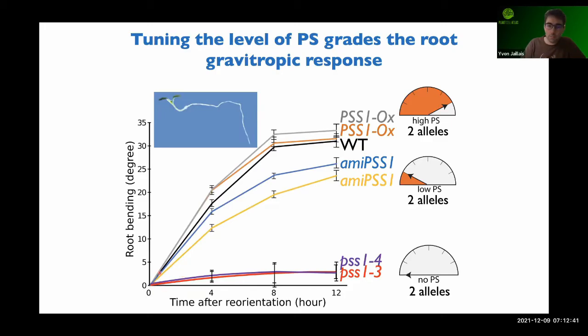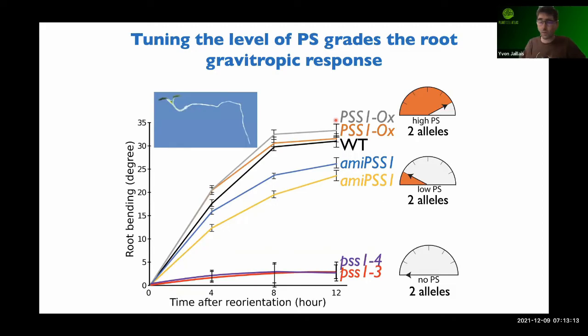So in black, you can see the wild type that is reorienting its growth according to the gravity. And here you have the PSS1 mutants that are agravitropic. The amiRNA lines have an intermediate phenotype. They respond more slowly to the gravity stimulation. And what was quite interesting is that the overexpression line, the gain of function line, the PSS1 overexpression, has a faster response to gravity. So it's kind of nice because we have the opposite phenotype between the loss and the gain of function.